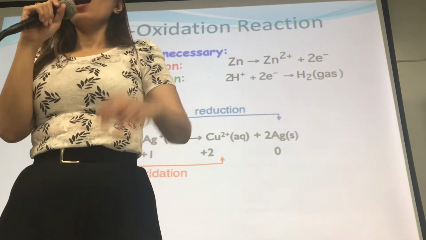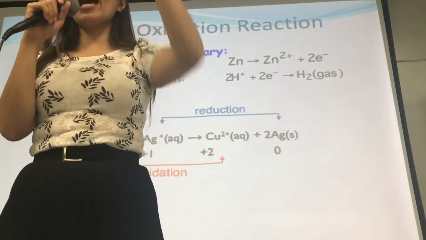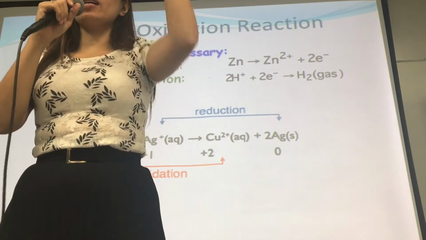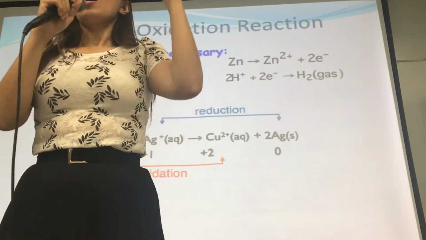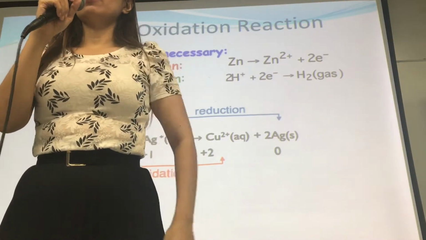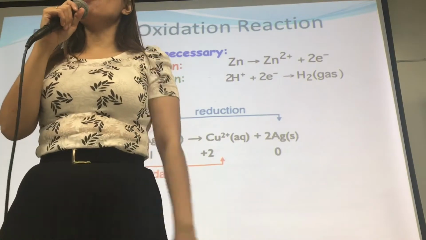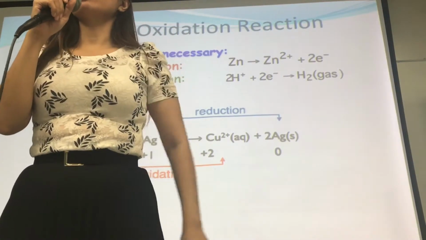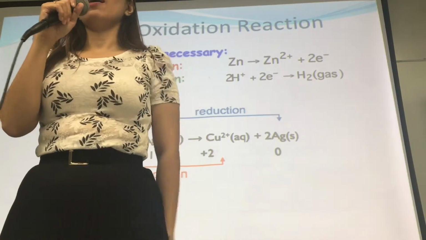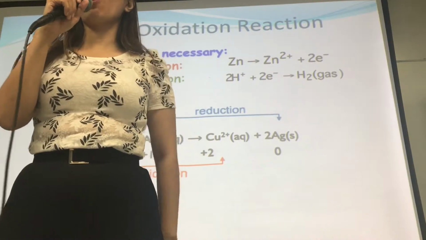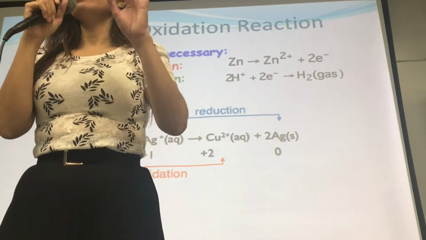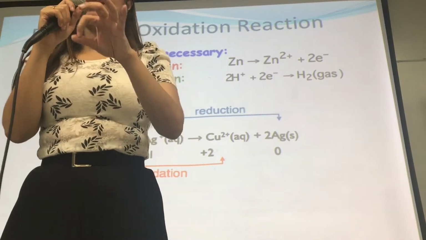Oxidation: give or get? Give. Thinner or fatter? Thinner. Anode or cathode? Anode. So for cathode, what reaction? Reduction, right? Give or get electrons? Alright, everyone, now you know what it is.